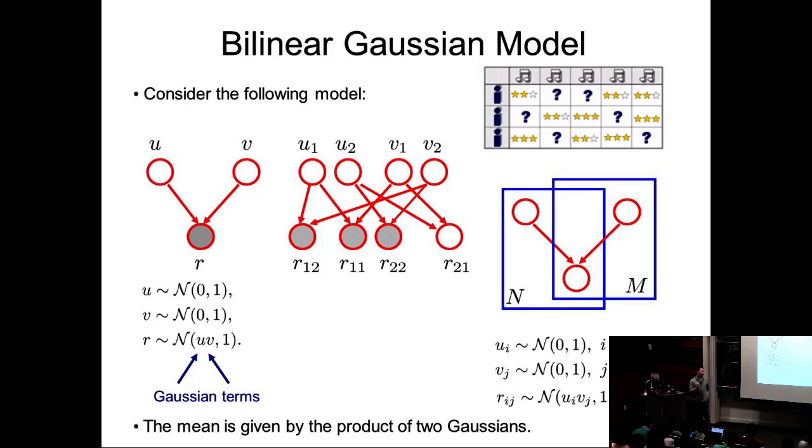So the reason why it's called bilinear is because you don't know U and V. If you think about regression models, you typically know one of them. If you know V, you don't know U, and you're trying to model R, then it's a regression problem, because you can do least squares to figure out what that is. Here you don't know both of them. So that's why it's called bilinear. Both of them are Gaussian terms, and the mean is given by the product of two Gaussians.